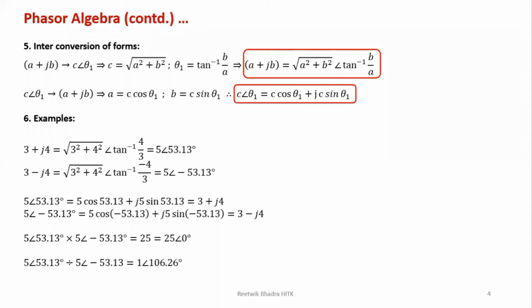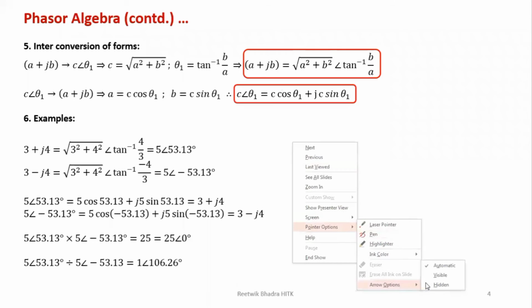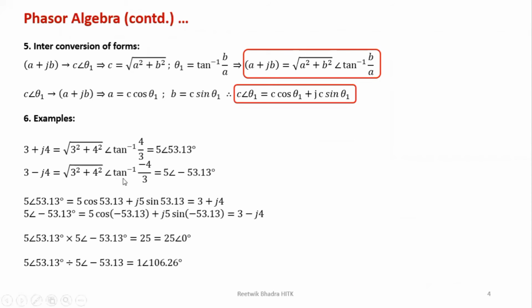See 3 plus j4, I need to convert it into an angle. So I will take root over 3 square plus 4 square, tan inverse B by A, tan inverse 4 by 3. That gives me 5 at an angle 53.13. If it is minus j4, please take care of the minus sign. So it will be tan inverse minus 4 by 3, and 5 at an angle minus 53.13.